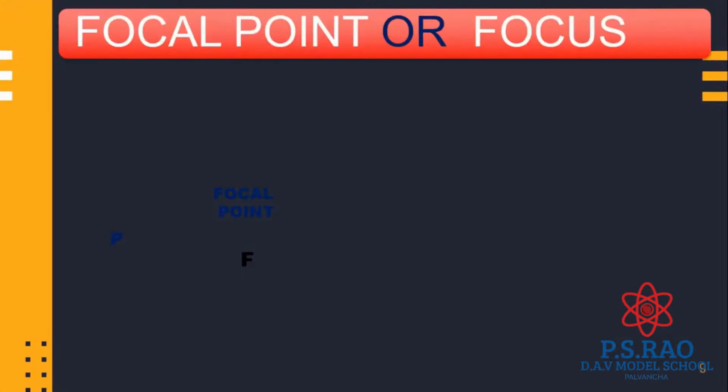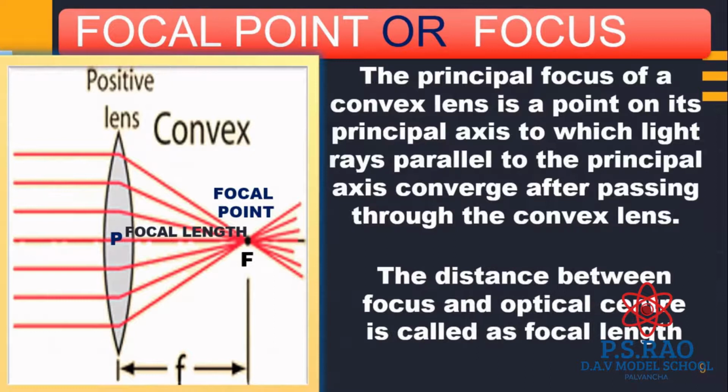Next, focal point or focus. It is also called principal focus. The principal focus of a convex lens is a point on its principal axis to which light rays parallel to the principal axis converge after passing through the convex lens. The distance between focus and the optical center is called focal length.